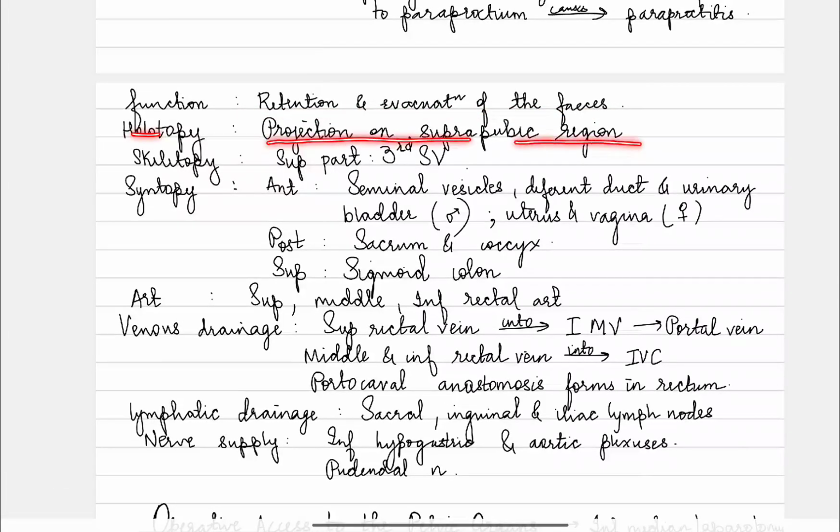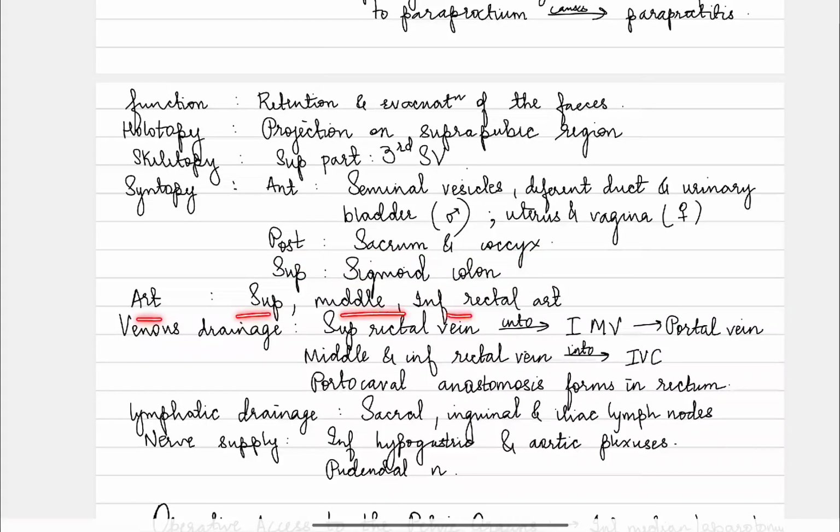Holotopy is projection on suprapubic region. Skeletotopy is superior part at the third sacral vertebra. Syntopy is anteriorly seminal vesicle, vas deferens and urinary bladder, uterus and vagina. Posteriorly sacrum and coccyx. Superiorly sigmoid colon.